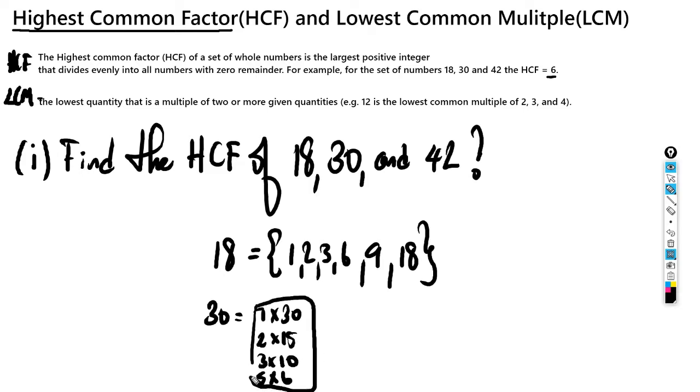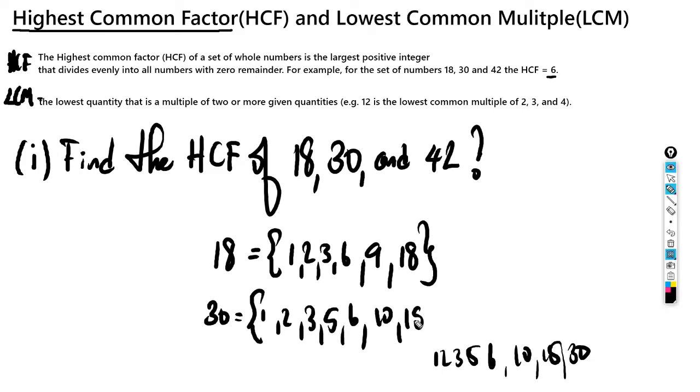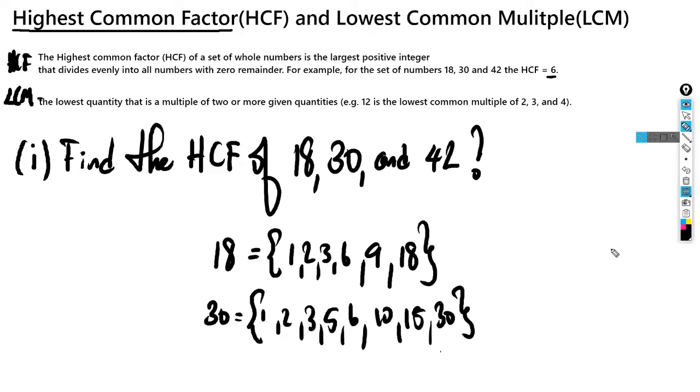And I'm going to do the same thing. We're going to write these out. So the factors of 30 would be 1, 2, 3, 5, 6, 10, 15, and 30. All right, so let's look at 42 now. We're going to do the same thing.